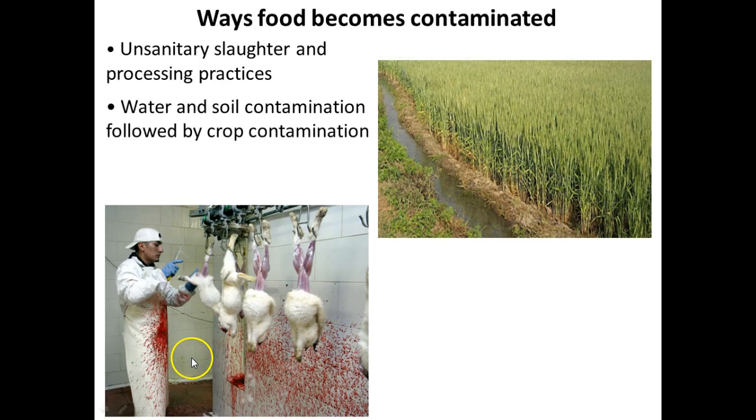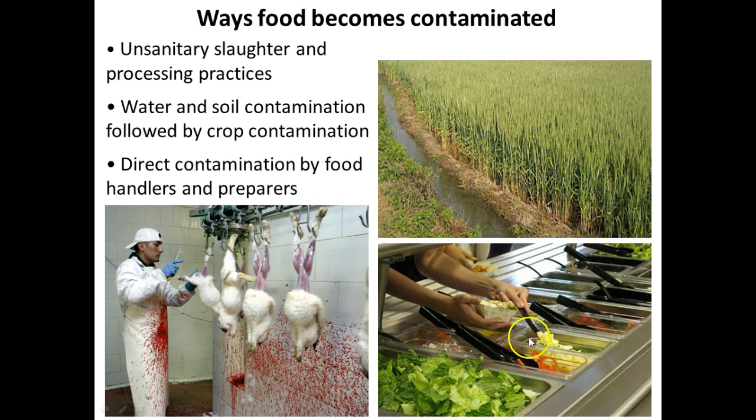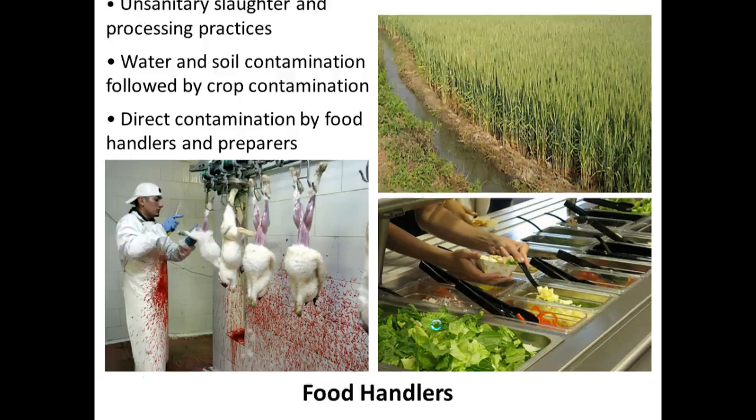Peter did. Unsanitary slaughter practices are one of the ways that our food can get contaminated with fecal coliforms from the animal that's being slaughtered itself. Water and soil contamination can contaminate our crops. Direct contamination by food handlers, or even ourselves or preparers.